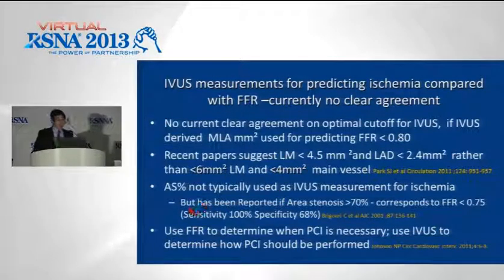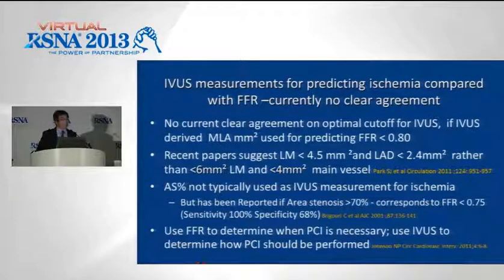At the same time, area stenosis is typically not used as an IVUS measurement for ischemia. Usually it's millimeters squared. Although some reports say that if the area stenosis is more than 70%, remember I said earlier this corresponds to diameter stenosis of only 50%, this corresponds to an FFR of less than 0.75 with high sensitivity and high specificity. This is because probably the disease is eccentric.